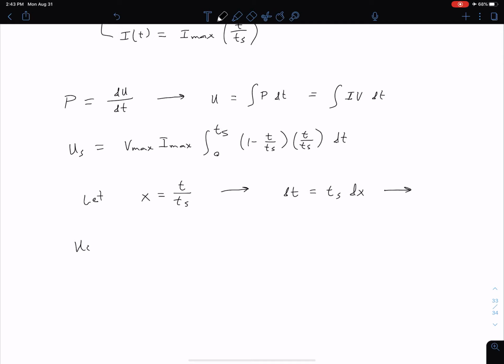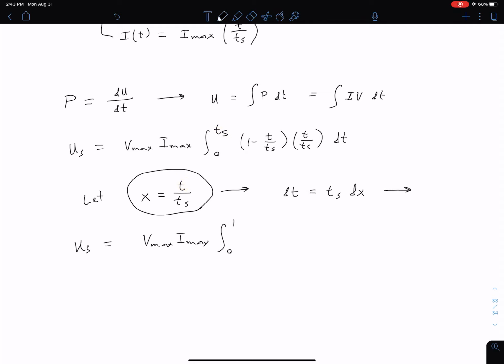So we're going to have our energy in the switching is equal to Vmax, Imax, integral. We were starting at 0, so if we had 0 for t, we can say 0 for t corresponds to a 0 for x. If we put in a Ts for t, and the reason I'm saying Ts is because we have Ts as our upper limit, so Ts for t corresponds to Ts over Ts, which is just 1. So we have a limit of 0 to 1 now.